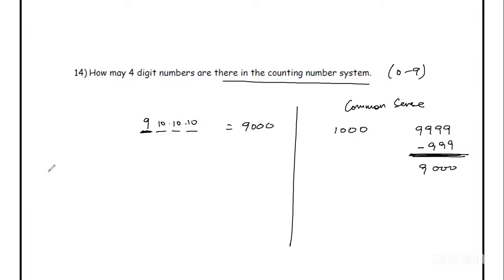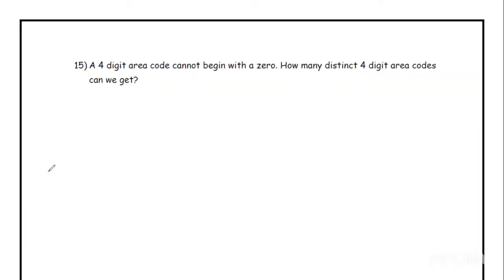Question 50. A 4-digit area code cannot begin with a 0. How many distinct 4-digit area codes can we get? So there's a 4-digit area code and it cannot begin with a 0. So how many distinct 4-digit area codes can we get? If it cannot begin with a 0, then you have 9 options for the first one, and you have 10 and 10 for the remaining 3 digits. So the distinct 4-digit area codes is again 9,000 here. Got it?